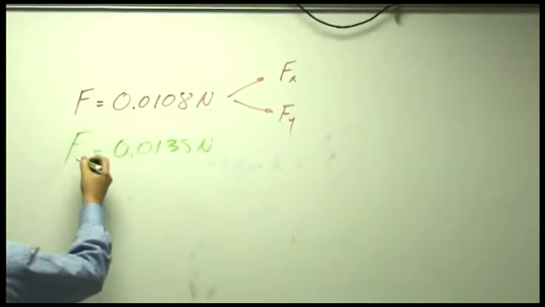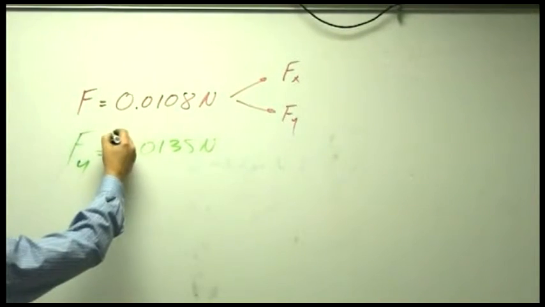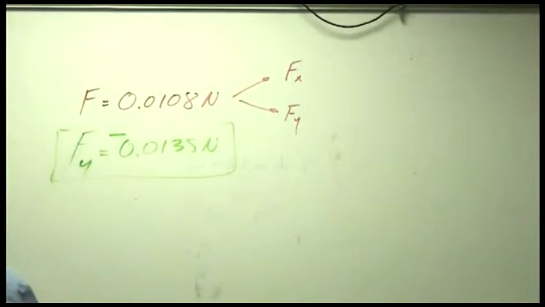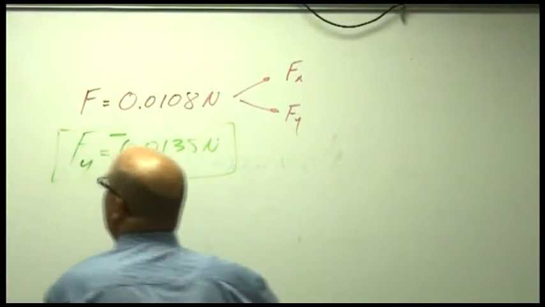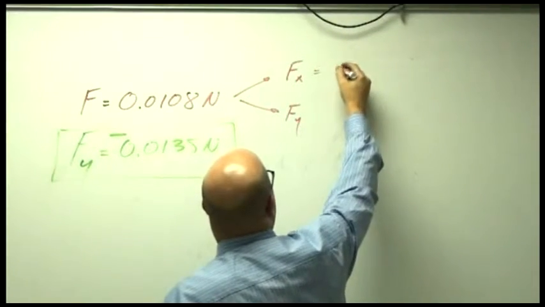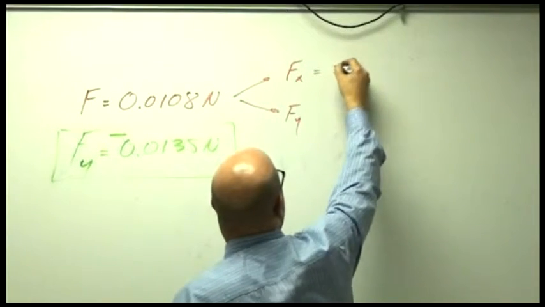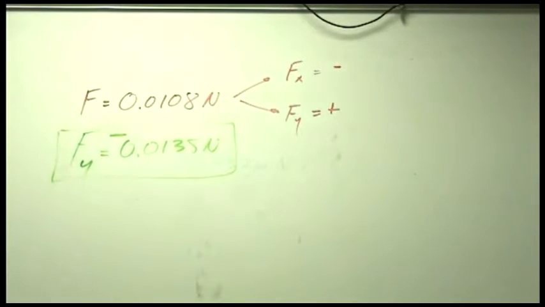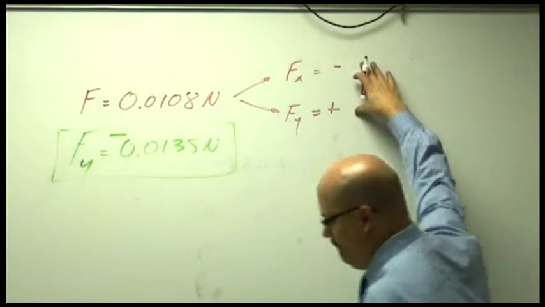Because this is all in the y direction, and it's all negative y direction. This one's going to end up with a negative x direction and a positive y direction. So we've got to make sure we get our vectors in the right direction. That's why it's important to draw a picture. What do we end up with for these?